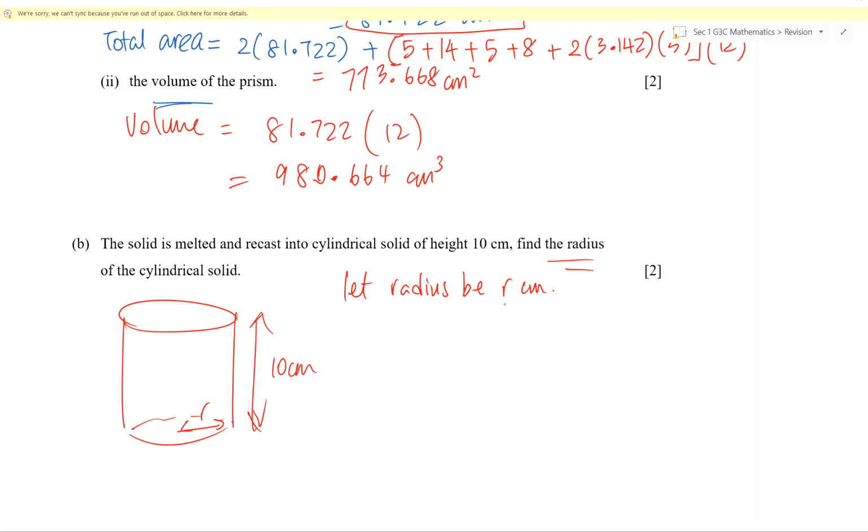We are very lazy people. We use algebra to help us. There are only a few sets of skills that we need in our algebra to make this very manageable. Because once we say radius is r, guess what I'm going to write? Pi r square h. Okay, let's do the substitution straight away. 3.142 times r square times 10 equals 980.664.